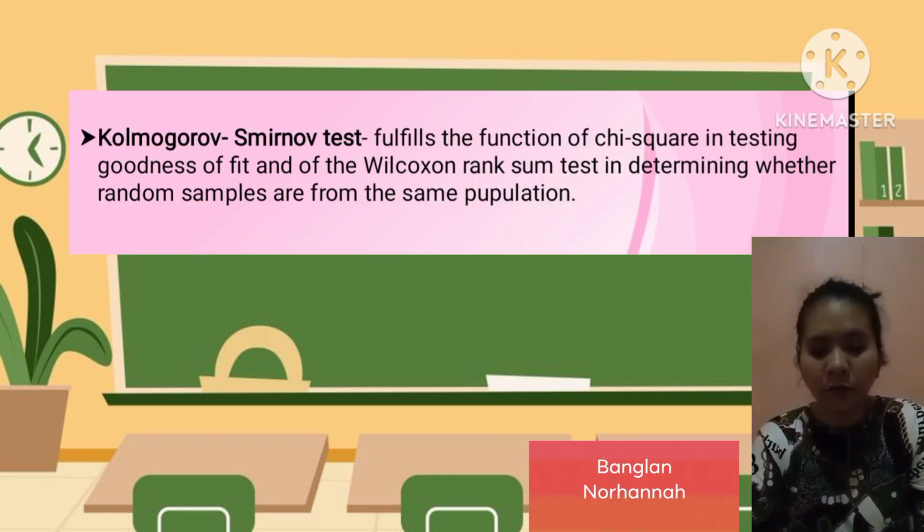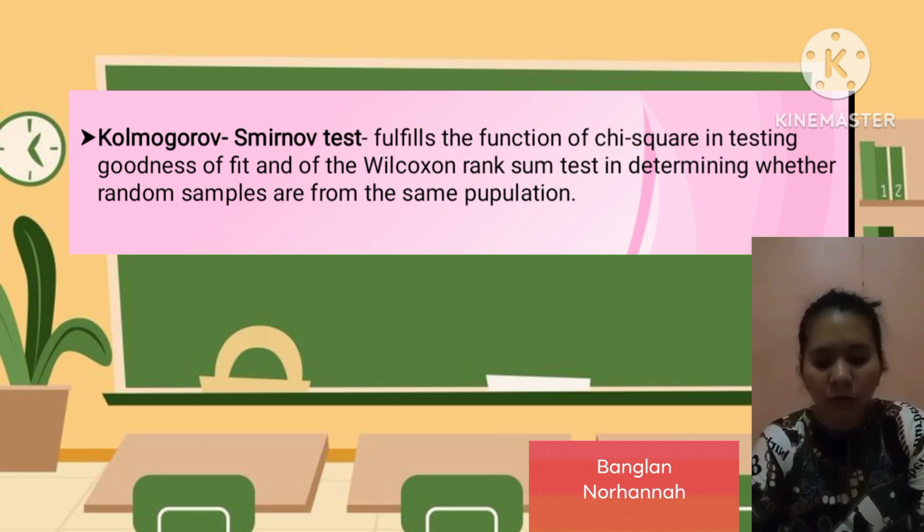Kolmogorov-Smirnov test fulfills the function of chi-square in testing goodness of fit, and of the Wilcoxon rank sum test in determining whether random samples are from the same population. Kolmogorov-Smirnov test is a statistical test used to determine whether a sample comes from a specific probability distribution or whether two samples come from the same population. It is a non-parametric test, meaning it does not make any assumptions about the underlying distribution of the data.